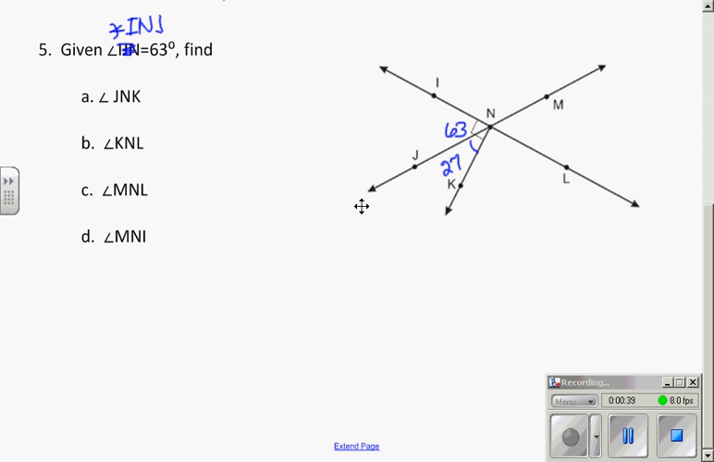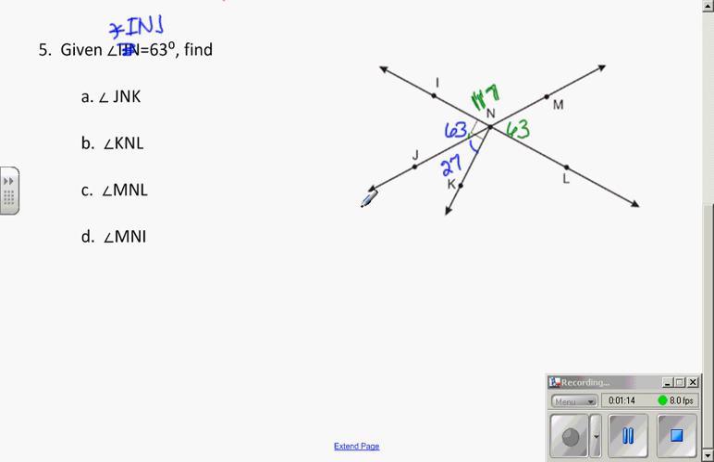The next thing that I will probably go and do is I know that these two together make a linear pair, which means they add up to 180. And so INM is 180 minus 63, which is 117. Now, the other thing you might notice is that 63 goes over here also because this is a vertical angle. M and L is a vertical angle.